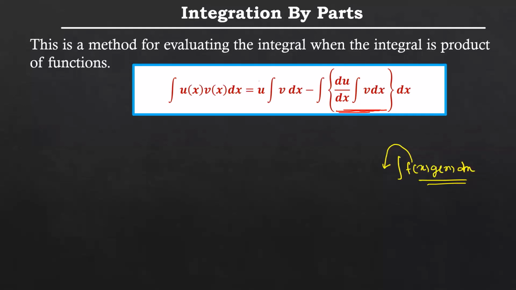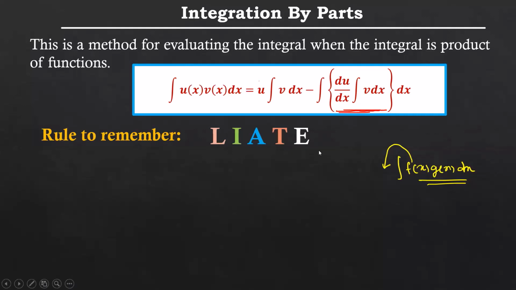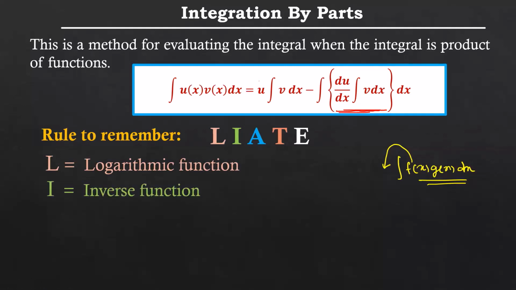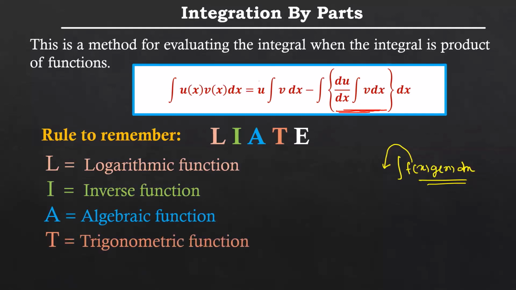Islet method. Islet method means, sir, at first inverse, then logarithm, then algebra, then trigonometry, then exponential. You have to remember that. So this is the rule to be remembered, which is the LIATE method, and you all know that. The first term is L, the logarithmic function, the second is I, the inverse function, the third is A for the algebraic function, the fourth is T for the trigonometric function, and then E for the exponential function.